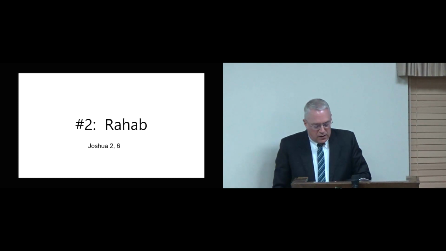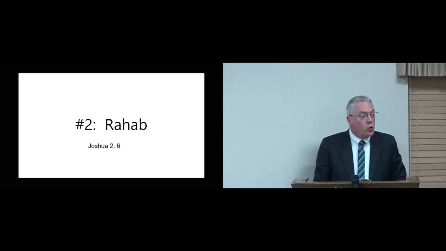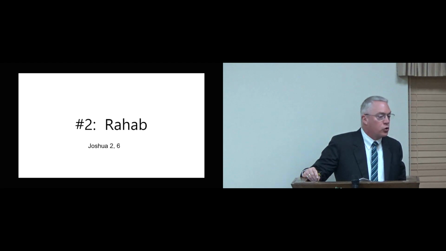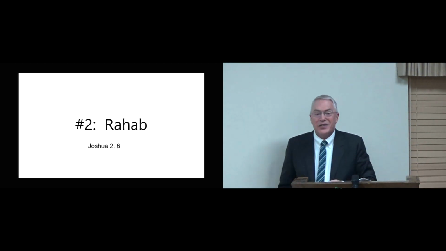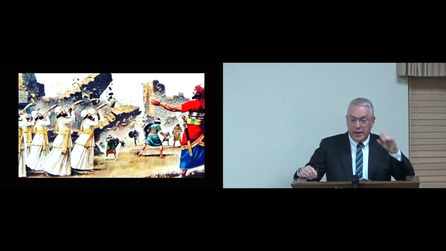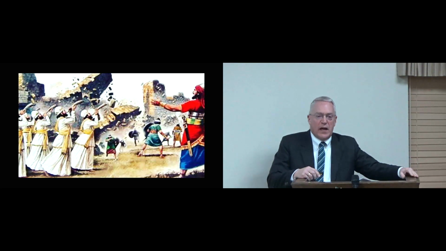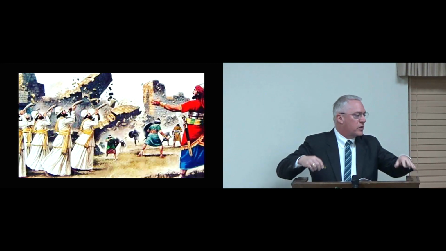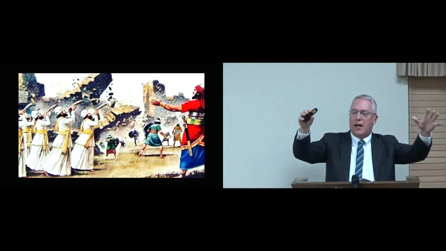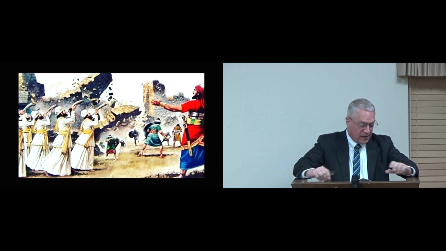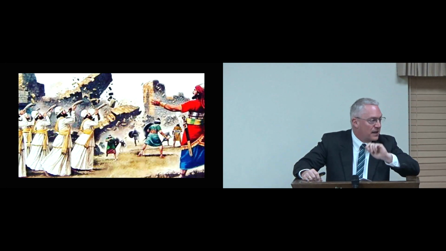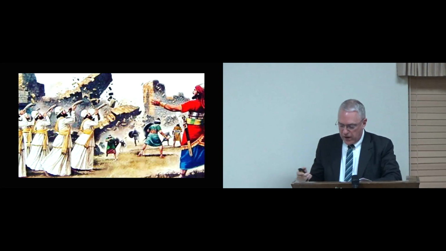So hidden figure number 2 is Rahab. Her story is told in Joshua chapter 2 and chapter 6. And what we remember from the beginning of Joshua, one of the most famous scenes in the entire Bible, of course, is the walls of Jericho coming down and the Israelites wiping out the inhabitants of Jericho, with the exception of one family.